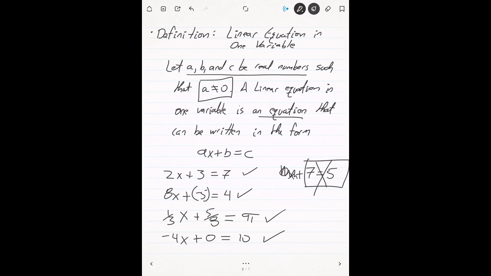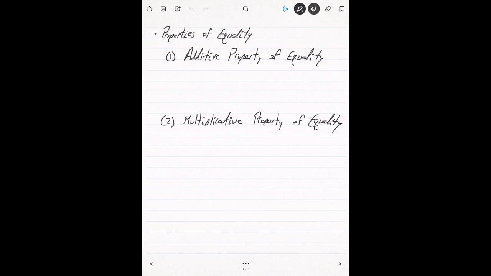Or you might get a weird situation like this. 0x plus 2 equals 2. Again, this just cancels out and you have 2 equals 2. This is kind of a weird situation. We call this a trivial case. And we're going to learn in a little bit what actually these two examples are saying. And really, they don't do much for us in terms of an equation. So that's why we're saying don't pick 0 for A. Pick anything else.